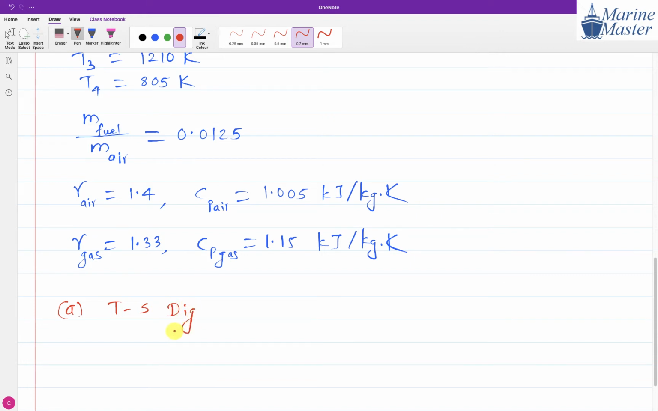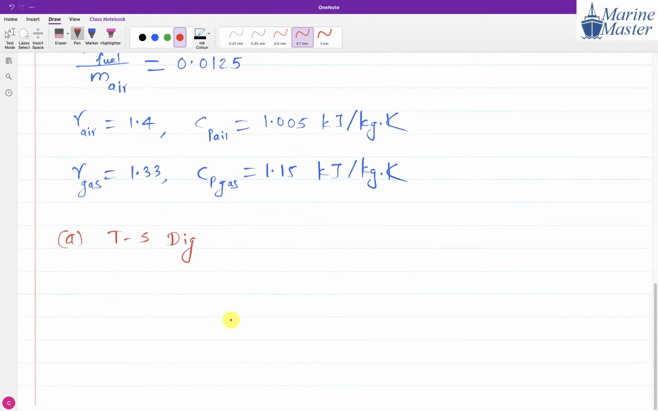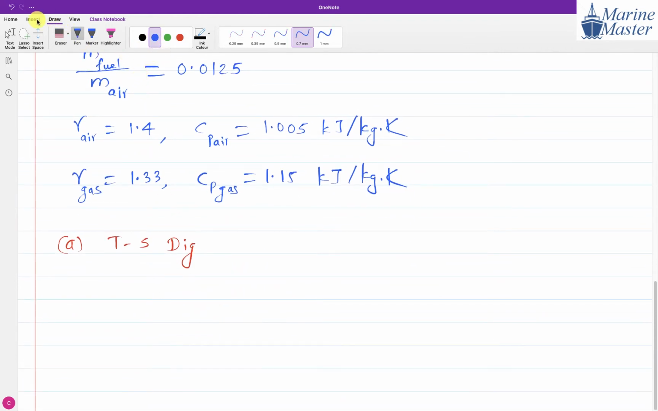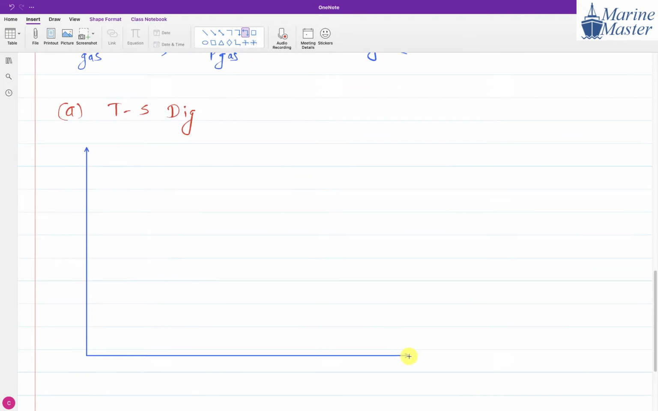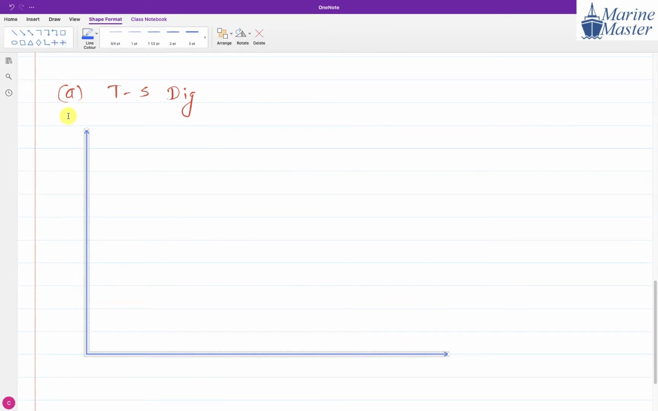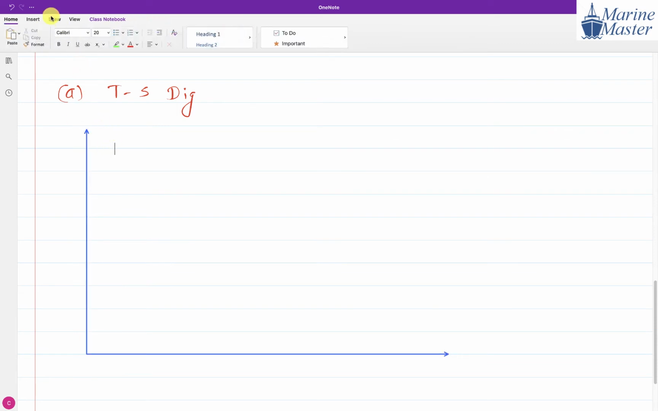We discussed this point in our theory, but still for revision purposes I am drawing it once again. We discussed it thoroughly in the theory of this chapter, but we are discussing it so that you get more clarity on how to draw the TS diagram. Observe how I am going to draw. First of all, I am going to draw the axes of temperature and entropy. So this is our temperature T and this is our entropy S.